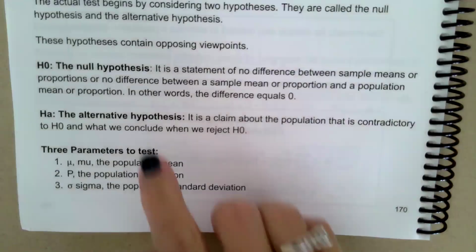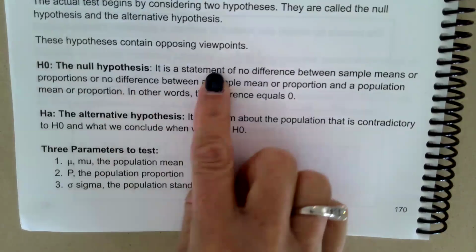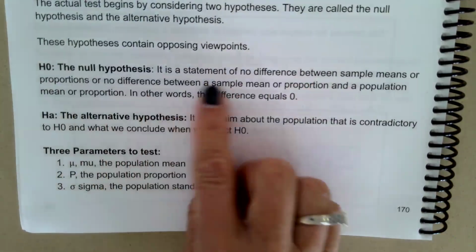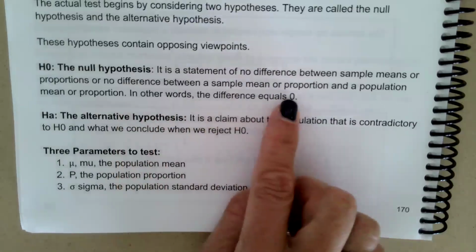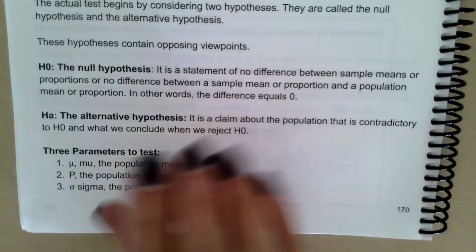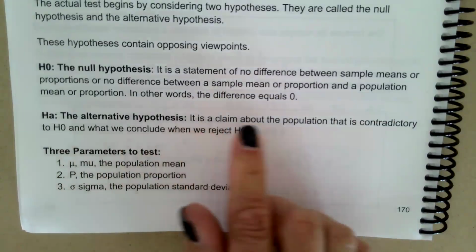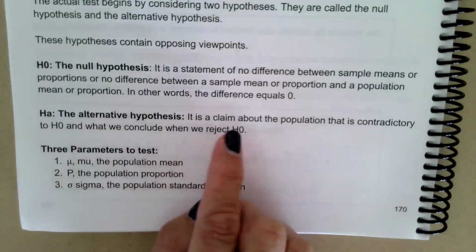So the null hypothesis, we usually label that with an H0, is a statement of no difference between sample means or proportions, or no difference between the sample mean or proportion and a population mean or proportion. In other words, the difference is zero. What we believe about the true population is true. The alternative hypothesis is a claim about the population that is contradictory to H0 and what we conclude when we reject H0.